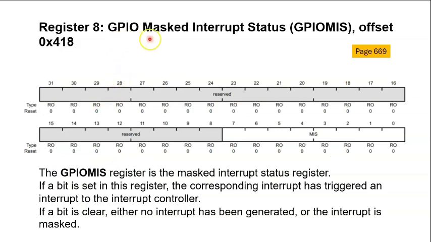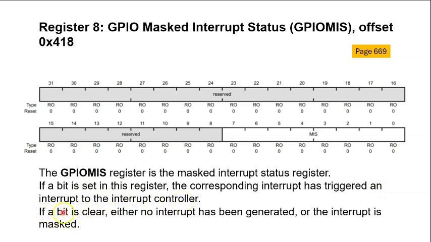And a quick look at the GPIO mask interrupt status register, which had an offset of 418 that we saw earlier. This is taken from page 669. It's a 32-bit register, but only 8 bits are used for the mask interrupt status. The GPIO MIS register is the mask interrupt status register, as mentioned earlier. If a bit is set in this register, the corresponding interrupt has triggered an interrupt to the interrupt controller.